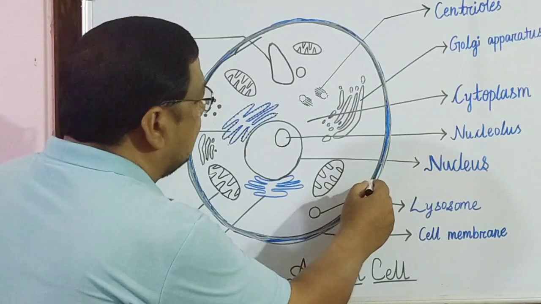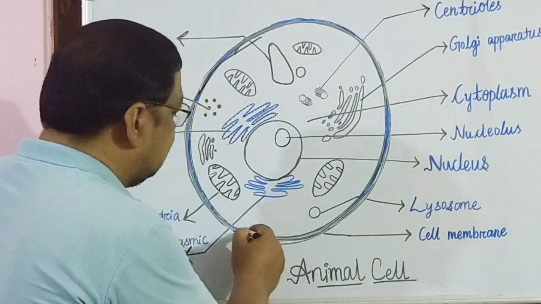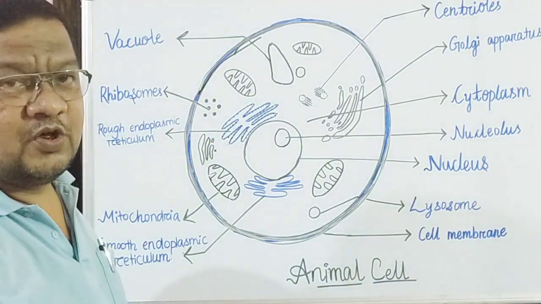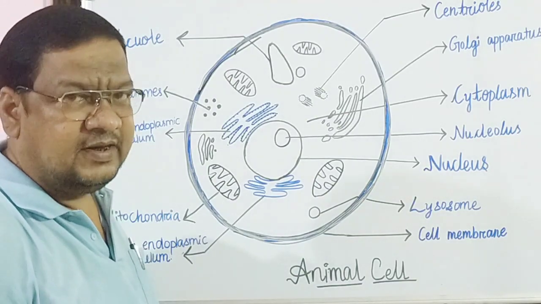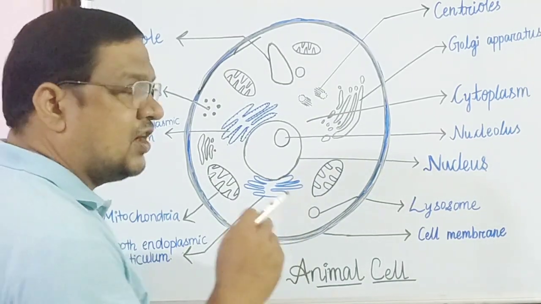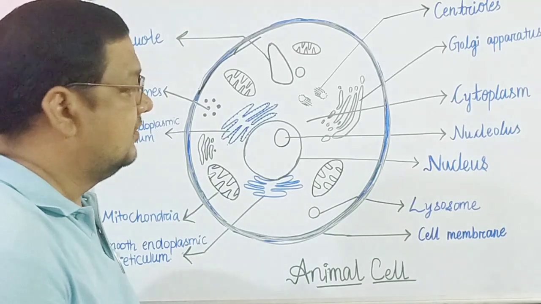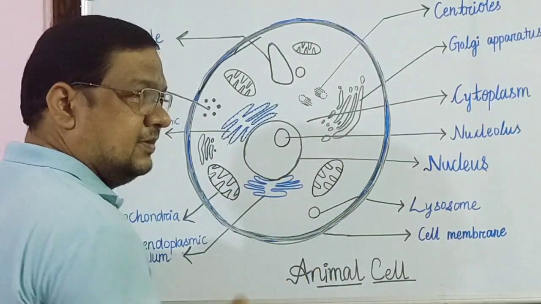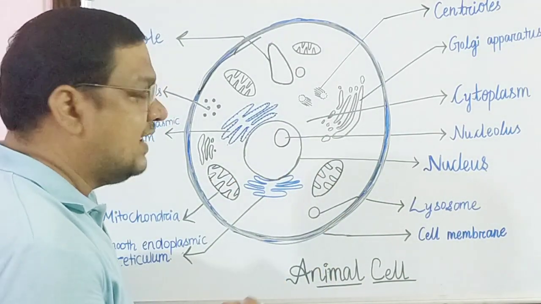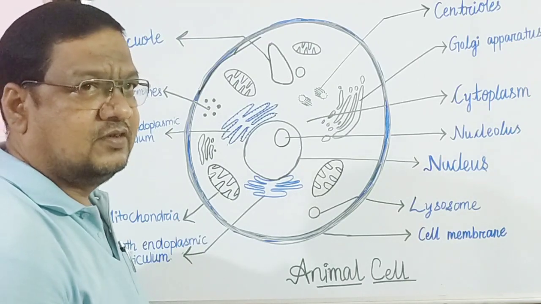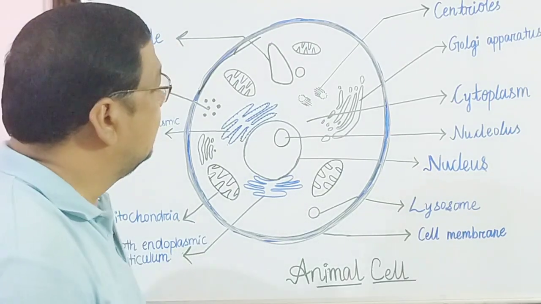The most important function of cell membrane is it is semi-permeable or selectively permeable. That means it permits certain things inside it. That means gaseous exchange takes place. When does gaseous exchange take place?